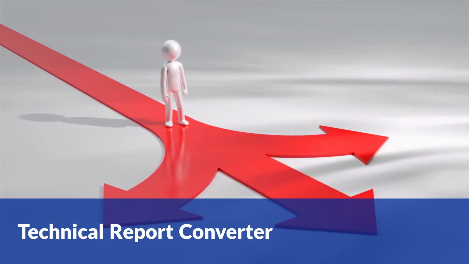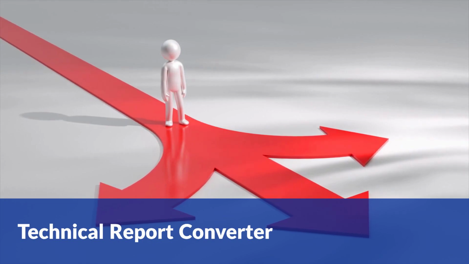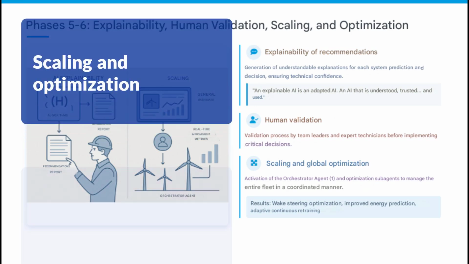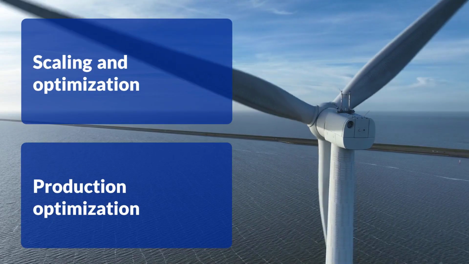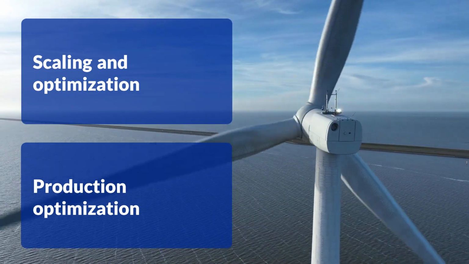AI decisions are compared with historical decisions made by humans, demonstrating their consistency and improvement. The economic impact of each decision suggested by the system is shown, quantifying the value generated. Before scaling, all critical recommendations are validated by team leaders. This phase ensures that the system is not only intelligent, but also transparent and reliable for operating personnel.